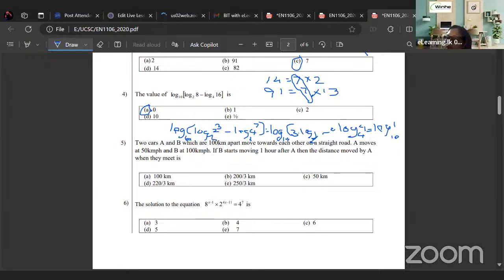Then question number 5. Try to find it by yourself. Question number 5. I will give you a few more minutes to do it by yourself. Then I will explain. Right?